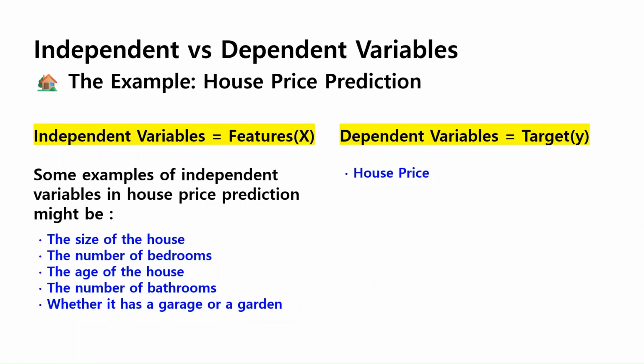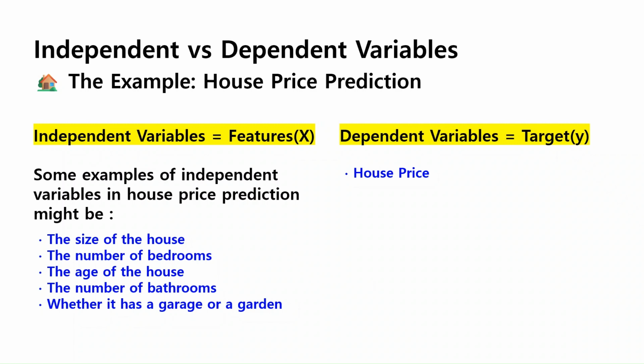Before we dive into machine learning tasks like regression and classification, let's take a moment to understand a key concept: independent and dependent variables. Let's look at a simple example: predicting house prices. In this scenario, we want to predict the price of a house based on certain characteristics. We call these characteristics independent variables, or features, represented by X. These are the inputs to our machine learning model.